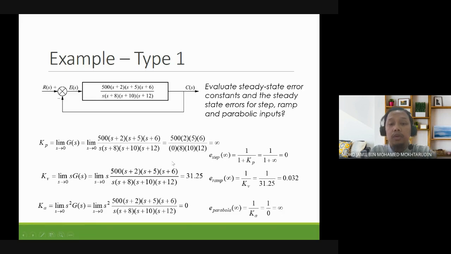Now, if you look closely at the type 1 system, if you have a unit step input, then the system will have no steady state error, 0 steady state error. But if you use a ramp input for a type 1 system, then the system will have an error of 0.032. So for a type 1 system, it's better if you use a step input, because it will produce 0 error.